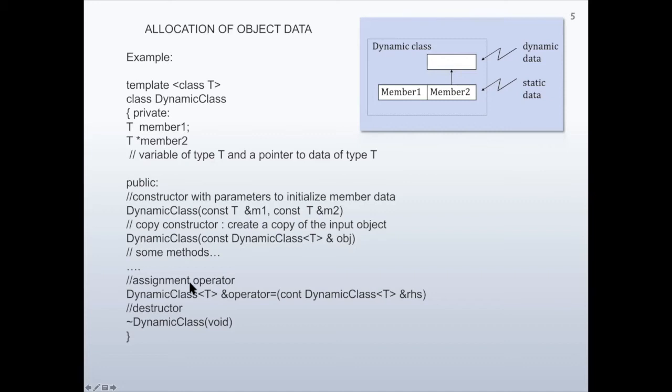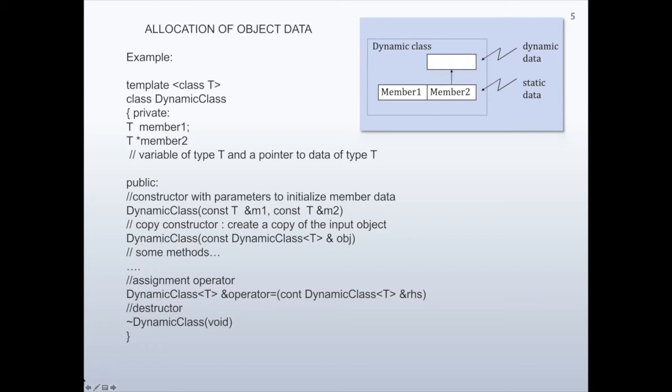Additionally, we have the assignment operator. This is to overload the assignment operation. In this one, we have a parameter which is called RHS, right-hand side. It is of type dynamic class, and it is constant and a reference. And this object is going to be assigned as the value of the object on the left-hand side. Here, the assignment operator is shown as operator and equal sign. It will return an object of type dynamic class T.